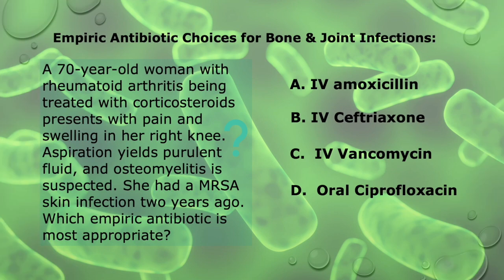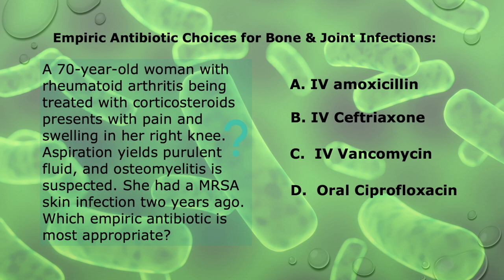We have a 70-year-old female with rheumatoid arthritis who's being treated with corticosteroids. She presents with pain and swelling in her right knee. Aspiration yields purulent fluid and osteomyelitis is suspected. She had a MRSA skin infection 2 years ago. Which empiric antibiotic is most appropriate? We have A, amoxicillin, IV, B, IV ceftriaxone, C, IV vancomycin, and then D, oral ciprofloxacin.